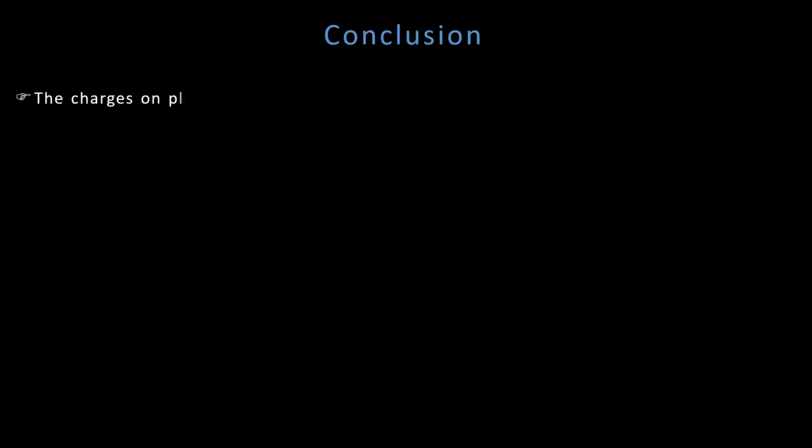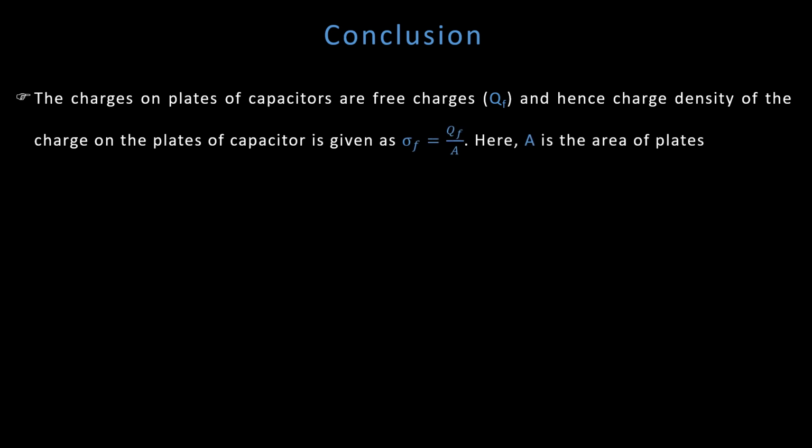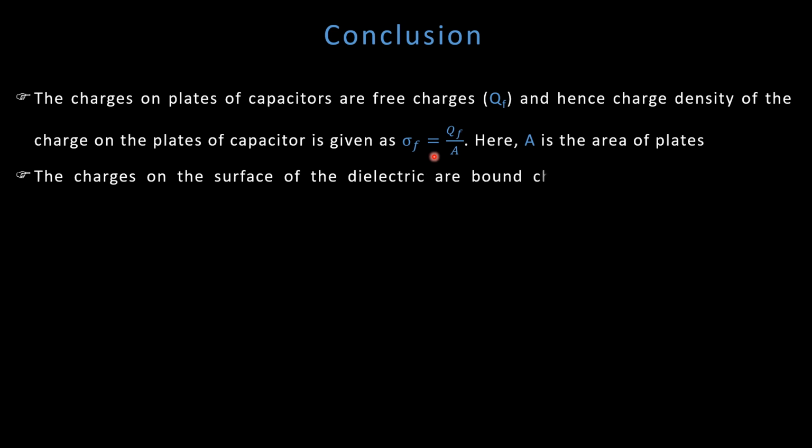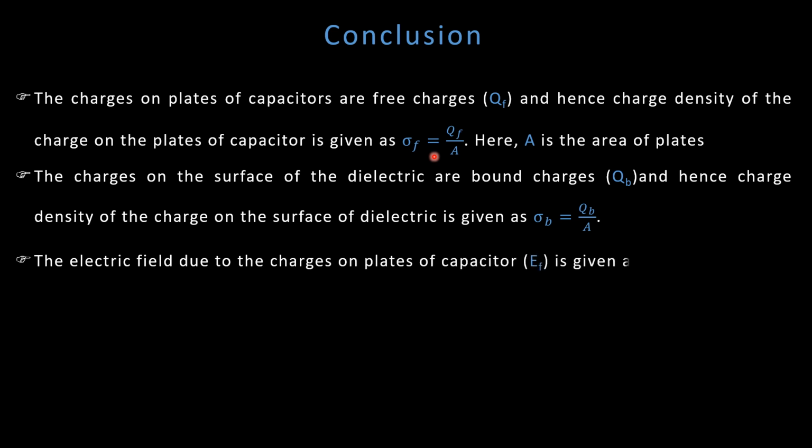So in conclusion, we can say that the charges on the capacitor plates are considered free charges. We may denote them with QF, and the surface charge density can be given as QF by A, and the symbol is sigma F. Similarly, charges on the surface of the dielectric slab are bound charges. We call it QB, and the surface charge density due to this QB is sigma B, which is equal to QB by A, right? The electric field due to free charge, that is charges on the plate of the capacitor, can be denoted with EF, and what is EF? Equal to sigma F by epsilon 0.